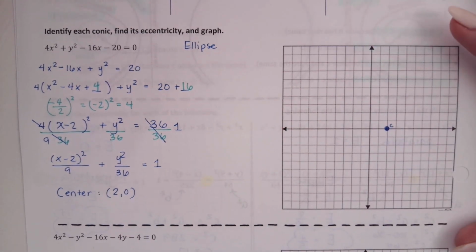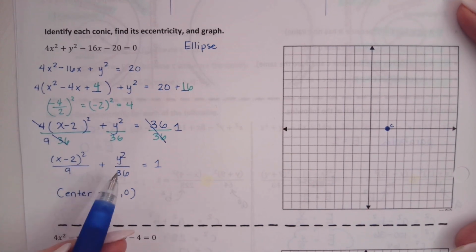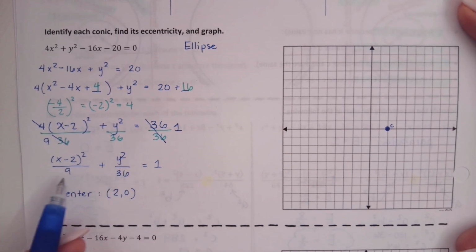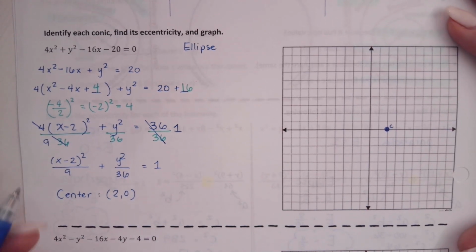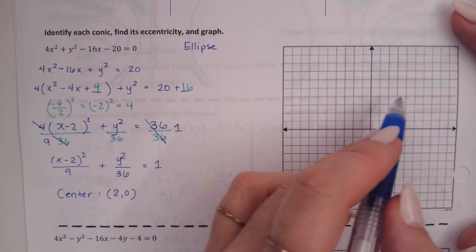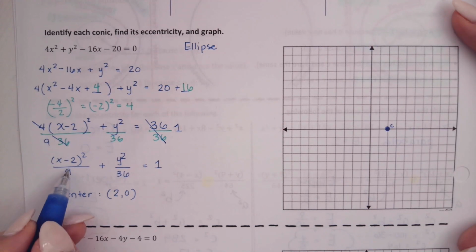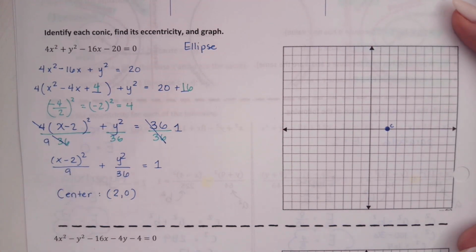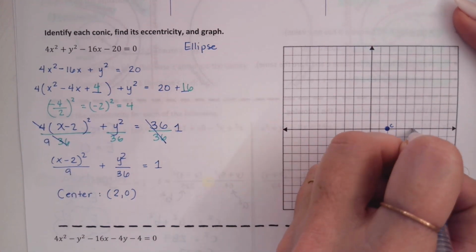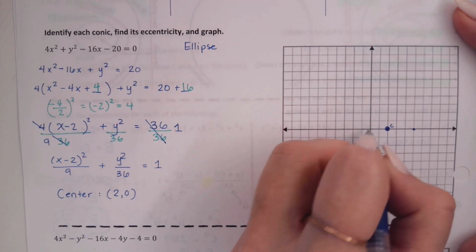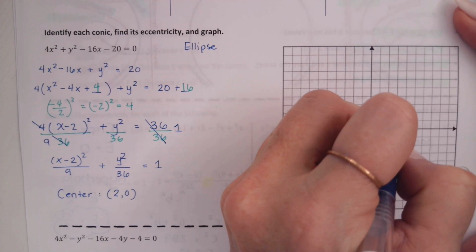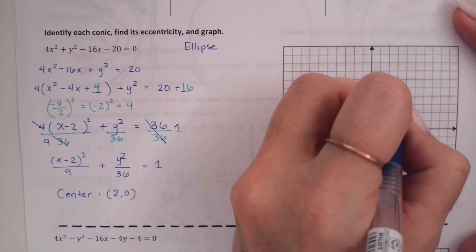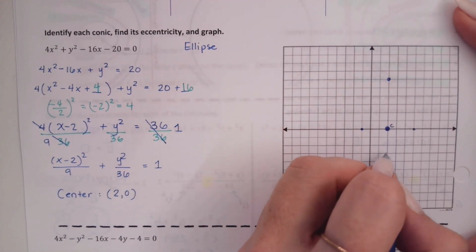Okay. And then remember, after that, we use the 2 denominators. Well, technically, we use the square roots of the denominators to find the endpoints. Good job. So we'll use 3 in the x direction. 1, 2, 3. And then we'll use 6 in the y direction. So 6 up and 6 down.